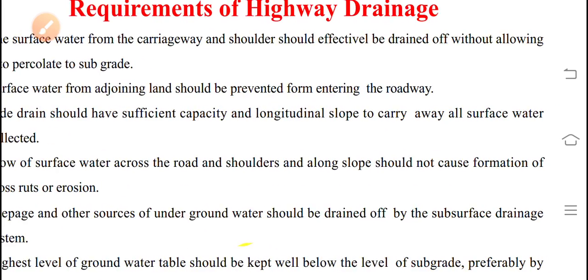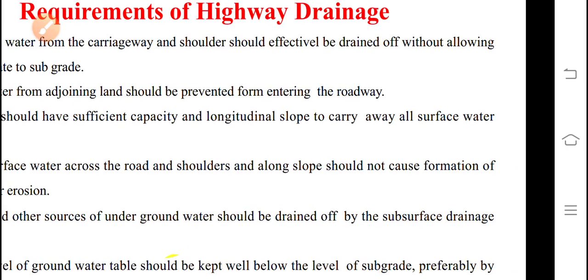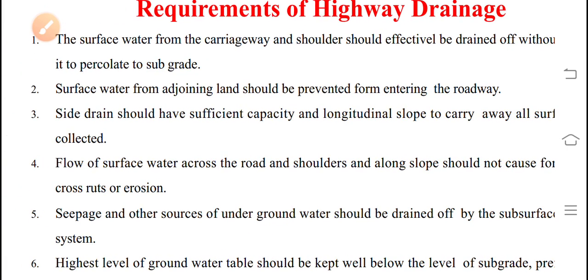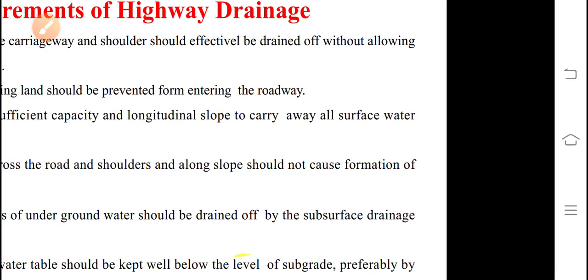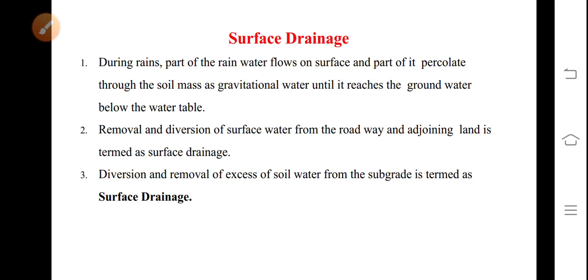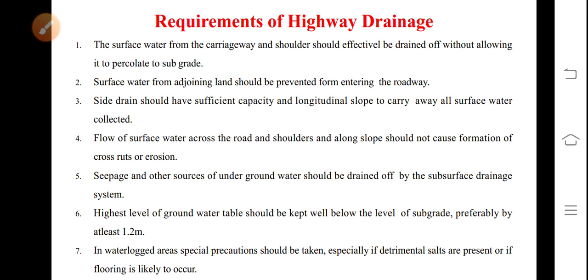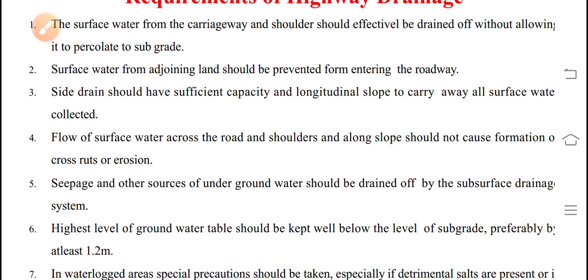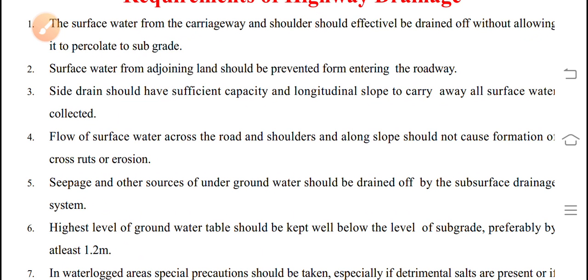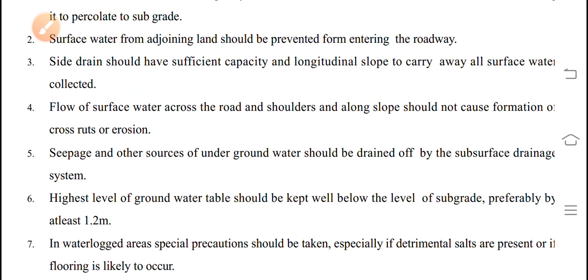Seepage and other sources of underground water should be drained off by the subsurface drainage system. Highest level of groundwater table should be kept well below the level of subgrade, preferably by at least 1.2 meter.